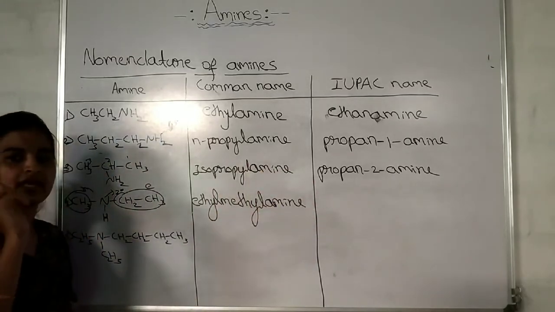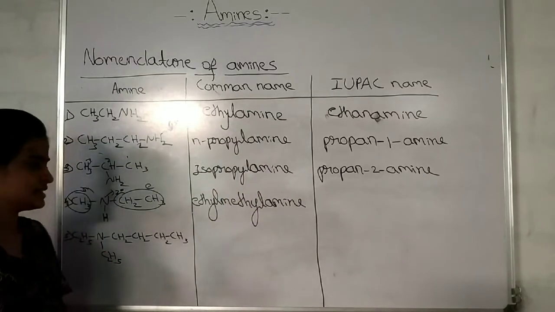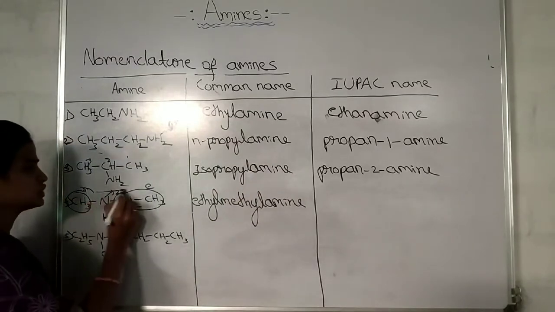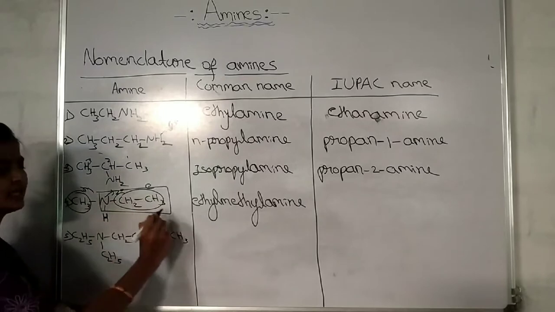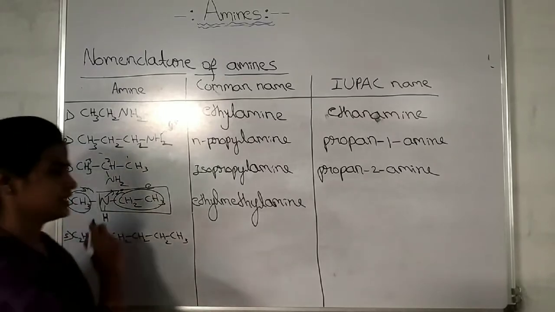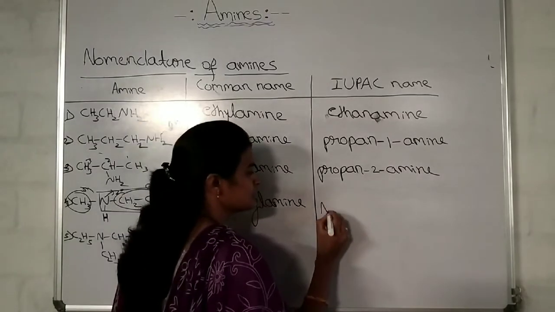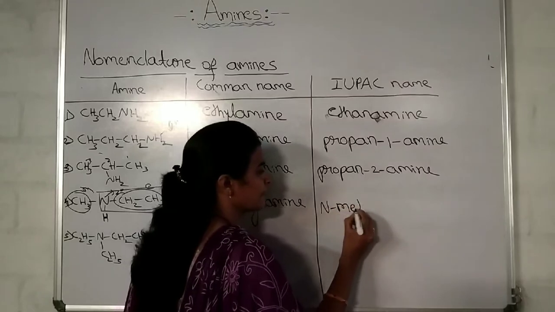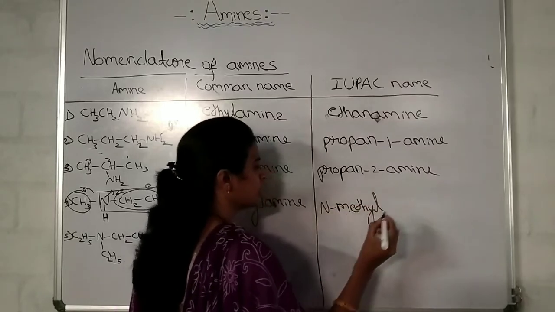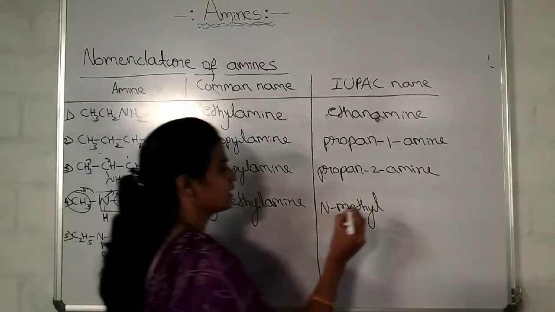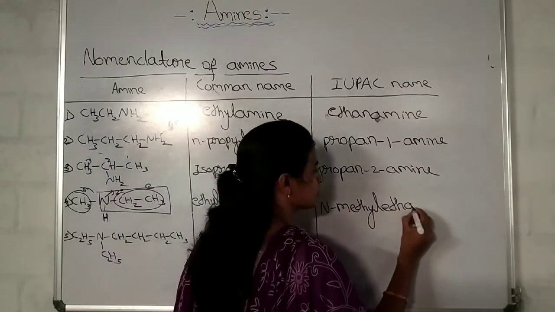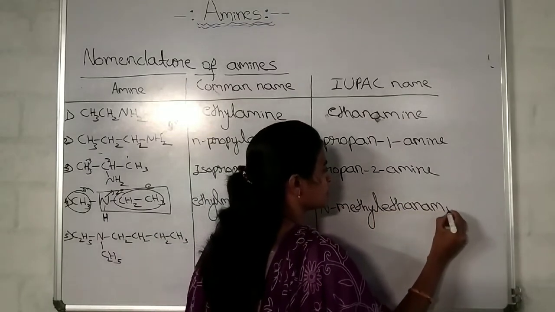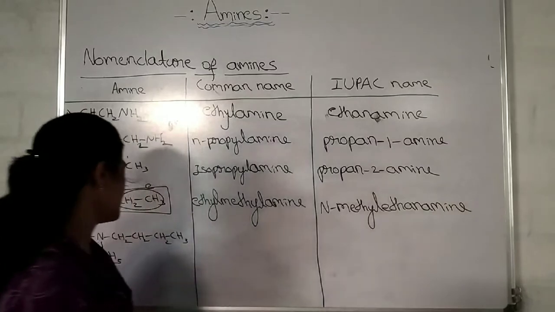What is the IUPAC naming? Secondary amines are named as N-alkyl amines. This should be considered as the parent because it is the longest carbon chain, and the other will be the substituent. That is N-methyl ethanamine. N-methyl ethanamine.